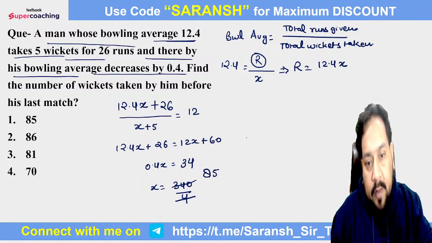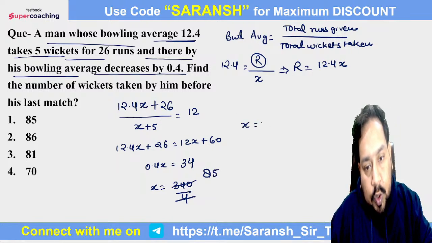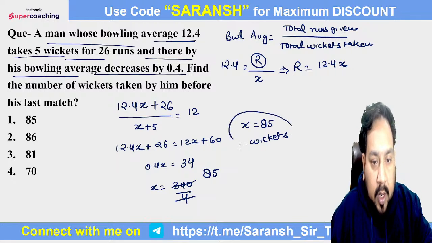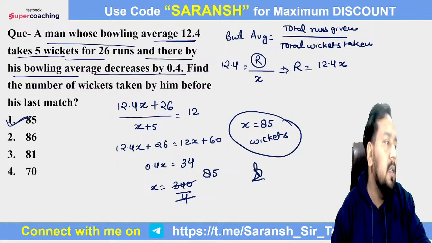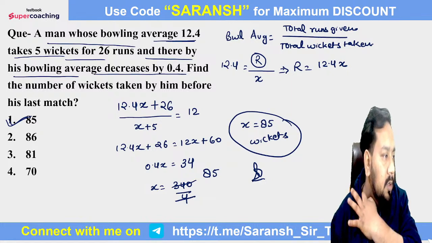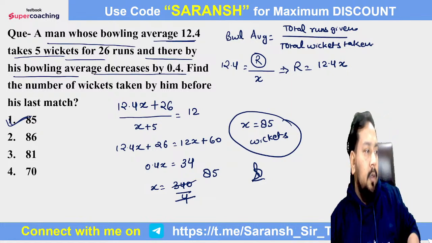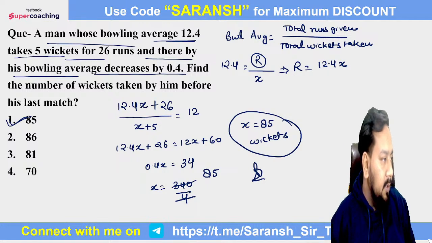And 85. It means he took 85 wickets from before his last match. Before his last match. Okay, okay. Is it clear?